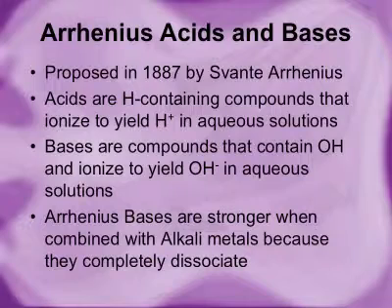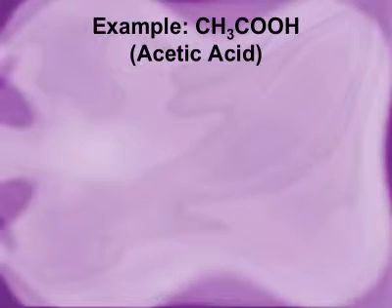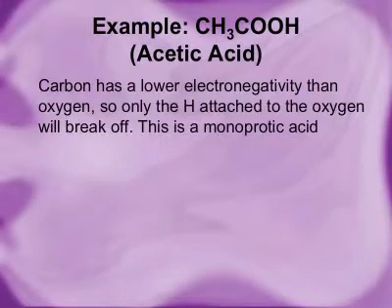Okay, so let's look at an example of this. Carbon has a lower electronegativity than oxygen, so the hydrogen attached to the oxygen will break off because this is a monoprotic acid. I just drew this nice pretty picture for you guys to explain why hydrogen breaks off, correct? Okay, do you want me to draw a picture again? No? Does everyone understand the one I just drew?